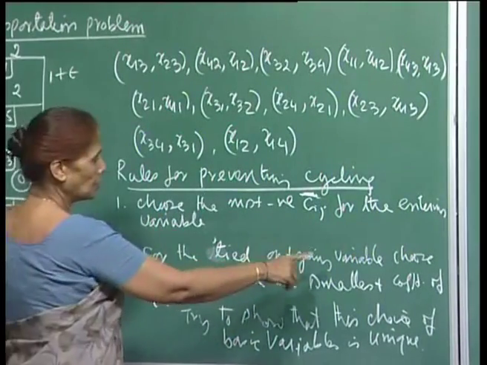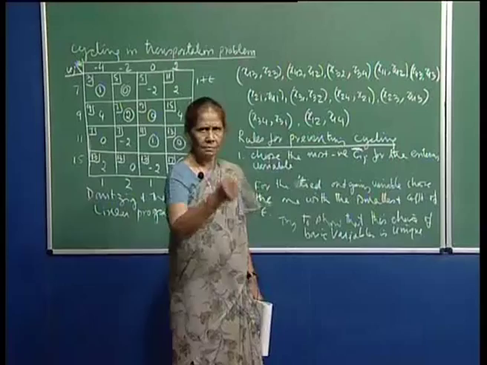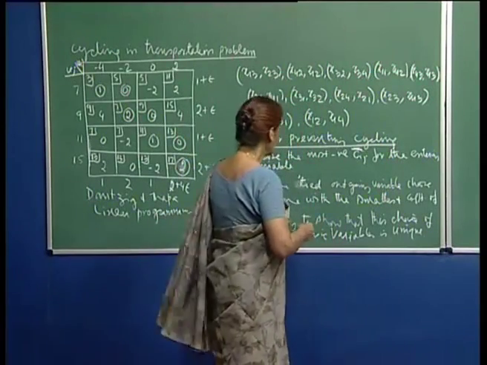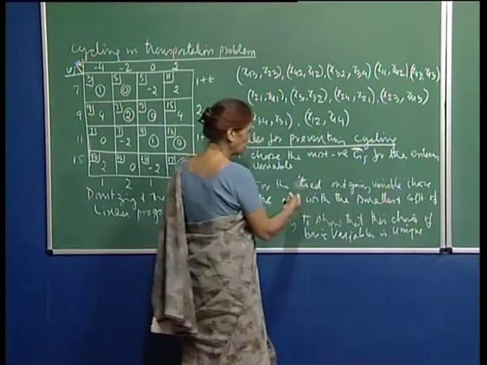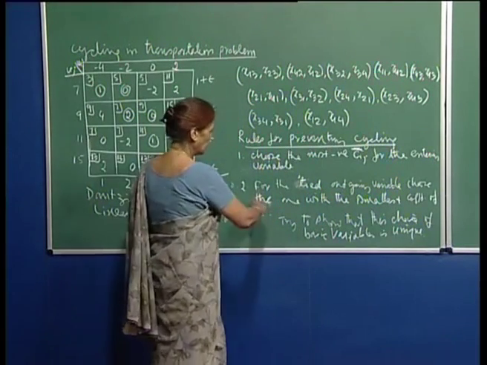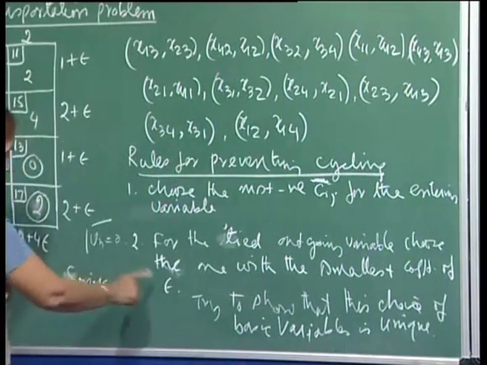And then for the tied outgoing variable, because you see the tie occurs in the minimum ratio, and so you have to decide which one is the outgoing variable. That choice may not be unique in the simplex algorithm. So, here we say that you choose the one with the smallest coefficient of epsilon. So, now I will explain.